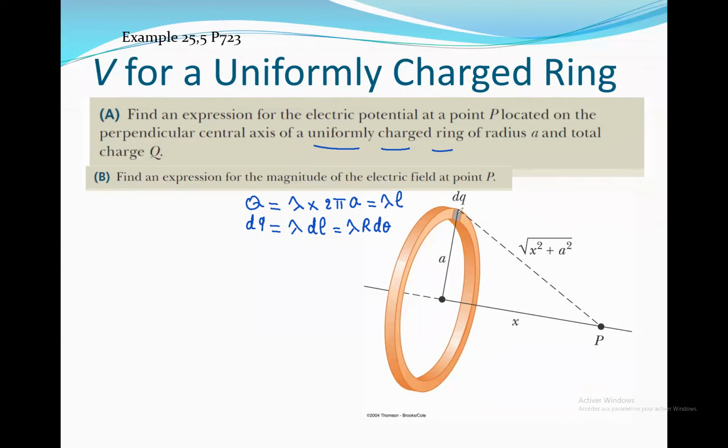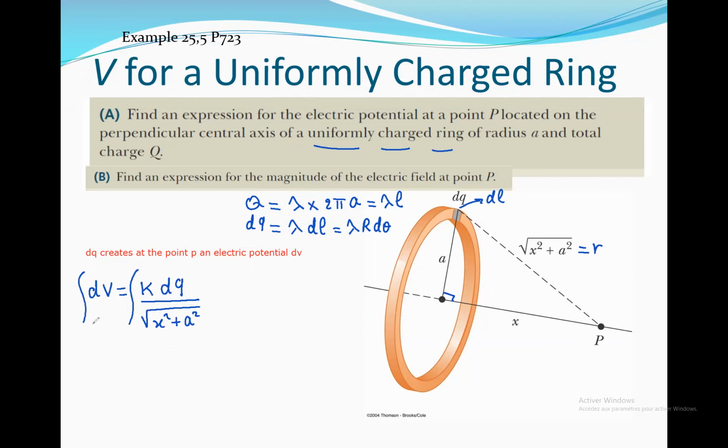You know, in general, we have to take a small element of the ring with length dl. Here is dl with dq. dq will create at the point P an electric potential dV. So we can say dV equals k dq divided by the distance between dq and the point P. With this right triangle, we get r equals the square root of x squared plus a squared. Okay, we calculate the integral.